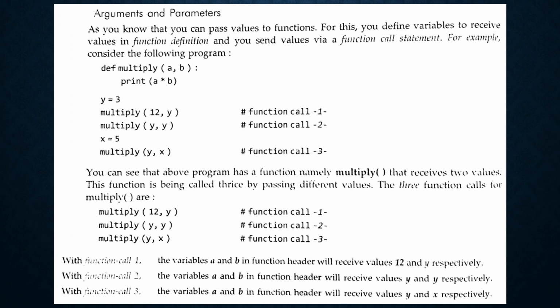For this, you define variables to receive values in the function definition, and you send values via function call statements. For example, see here, another function is already given. Definition multiply(a, b): print a * b. The return statement is not there.